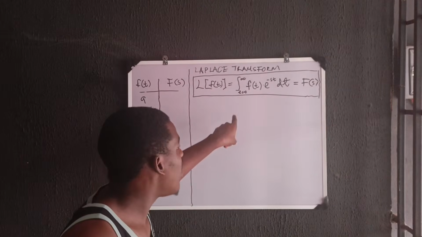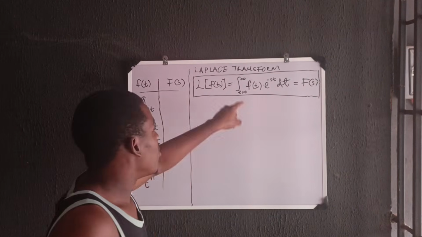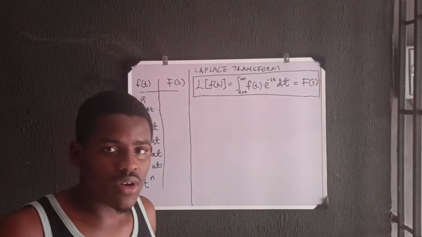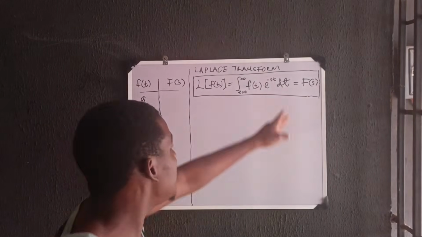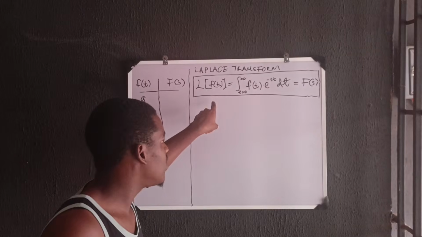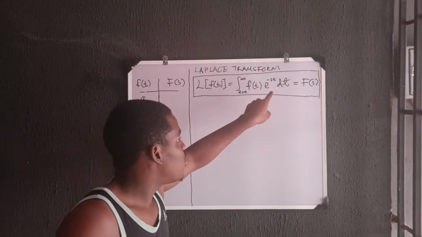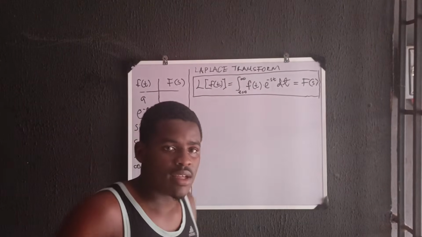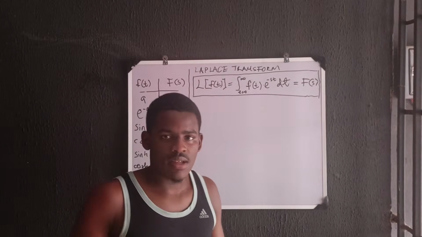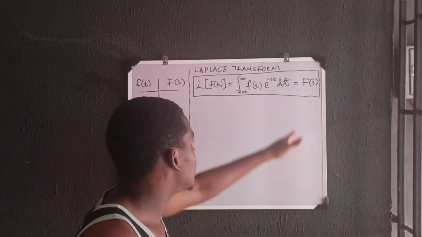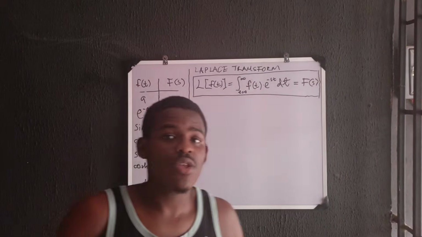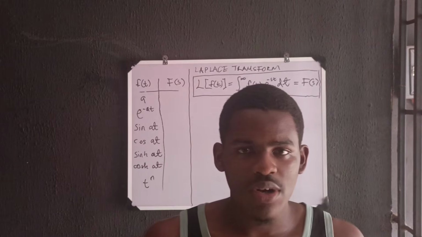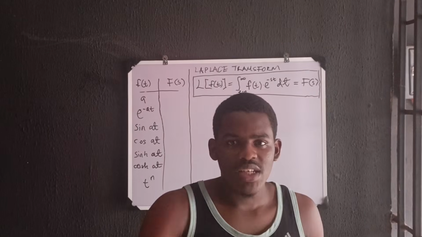Integral, you take the integral of f of t multiplied by e power minus st dt. Do you understand? All you have to do is take the integral of what you were given, multiply it by exponential to the power of negative st dt, and that is going to give you your answer. So the final answer is called f of s. That is the answer you get whenever you take the Laplace transform of anything. Now let's move forward.